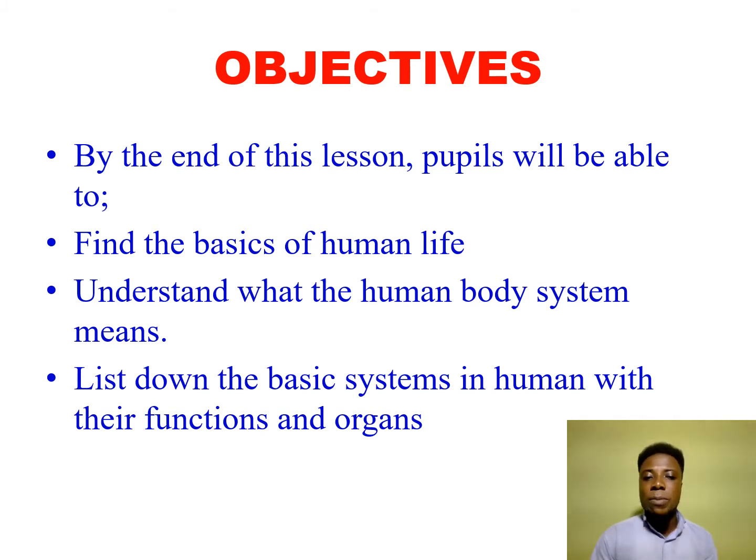And then also, we should be able to list down the basic systems in humans with their functions and organs. We should be able to come up with the basic systems in humans with their organs and the work they do. Every system, what is the work they do? That is their function. Quickly, let's continue.